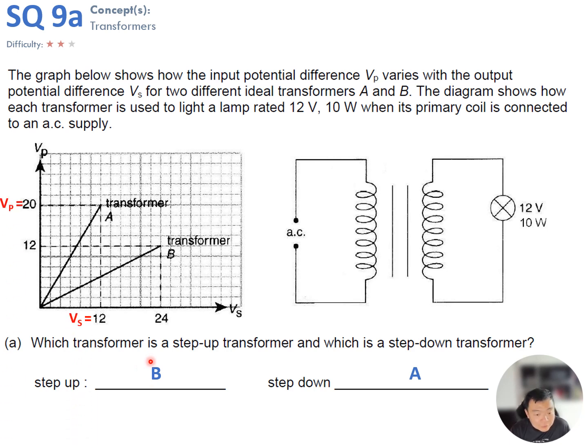And for transformer A, you see that the input voltage, the primary voltage, is 20 volts, and the output voltage is 12 volts. So 20 to 12, stepping down.